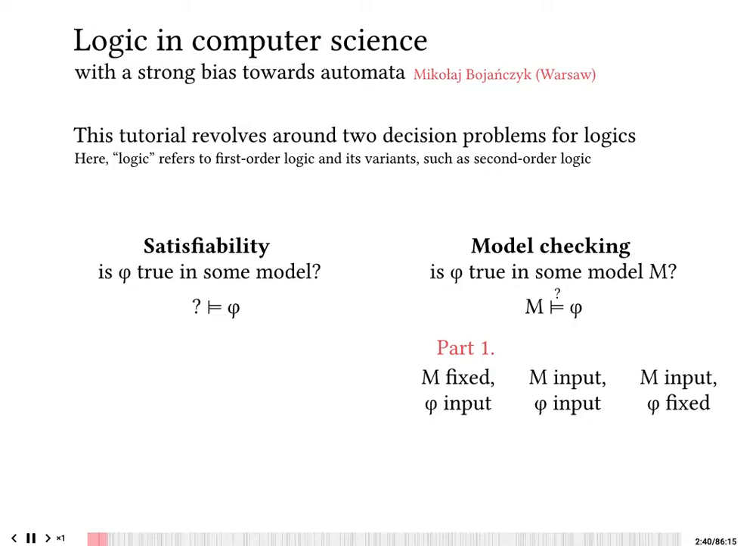So there are going to be three parts of the tutorial. The first part, which is now, is going to be about checking first-order formulas, or variants or second-order formulas, which are true in a fixed structure. The second part is going to be about satisfiability, and the third part is going to be about the variant of model checking on restricted classes of models. As I said, I will not say almost anything about the problem where both the formula and the model are given as input. So let's go straight to part one, and the other two parts you will find in separate presentations.